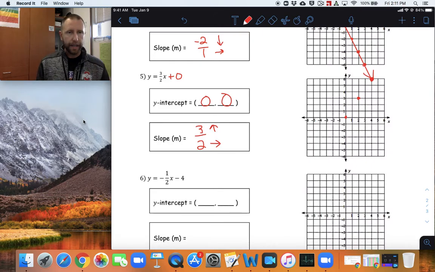Now go back to the beginning point and do the opposite. Instead of going up 3, go down 3. Instead of going to the right 2, go to the left 2. And there's your new point. And you can see how that's on the same line. We did a good job.